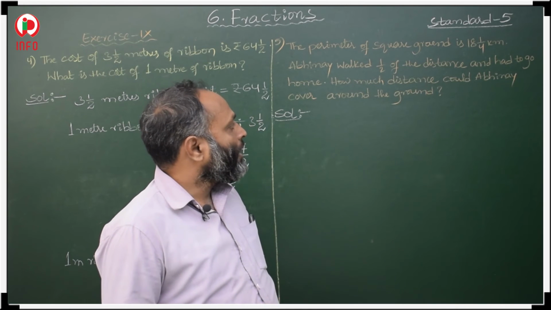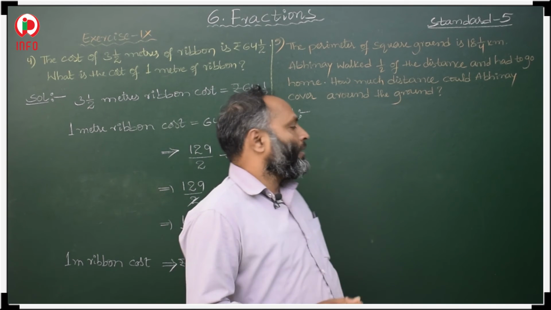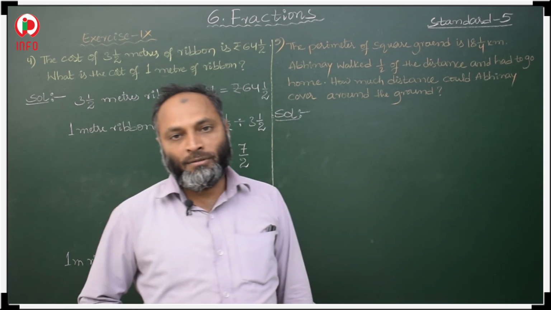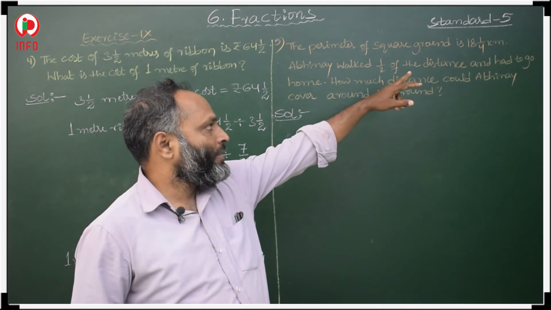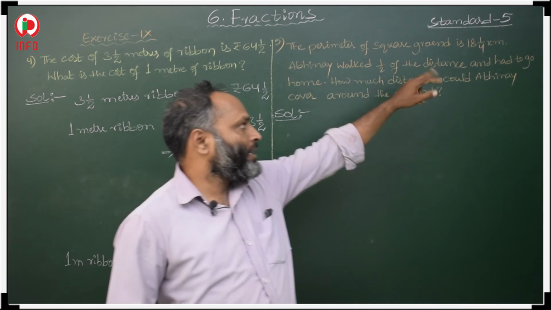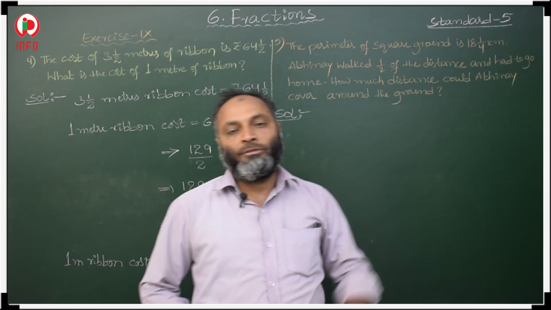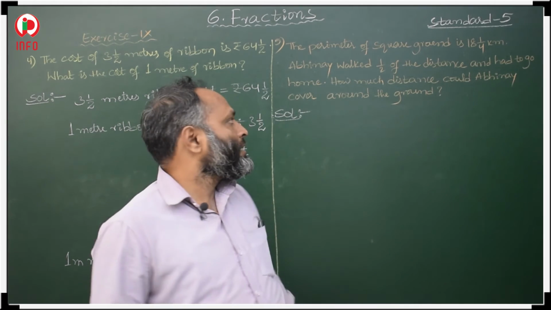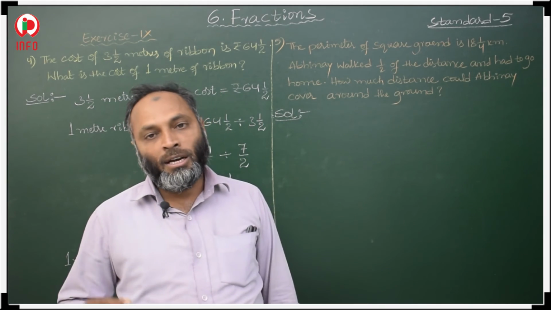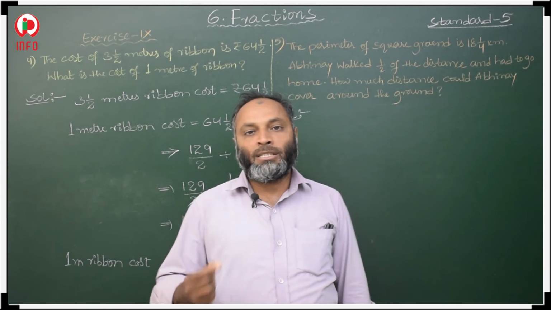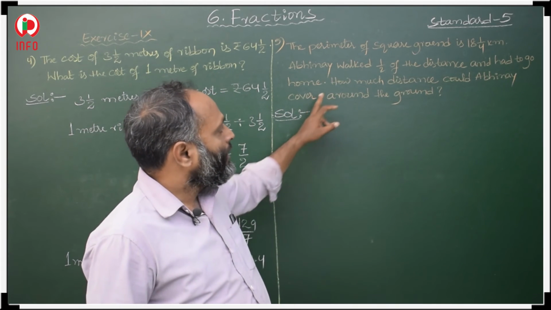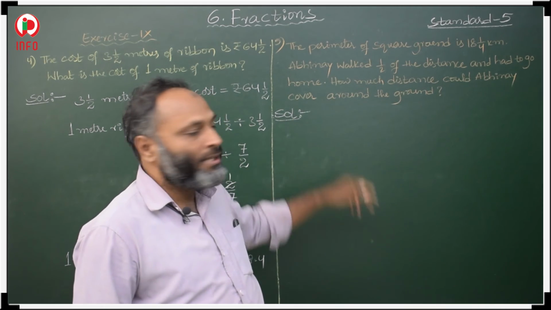So how much distance could Abhinay cover? He is asking how much distance he covers. Whatever total perimeter is given, we have to divide that perimeter with half, 1 by 2. So that much he covered. After dividing, whatever answer you get shows the distance Abhinay covers around the ground.